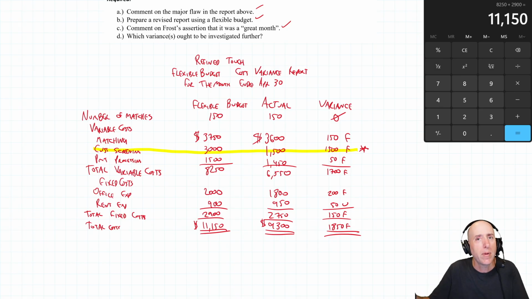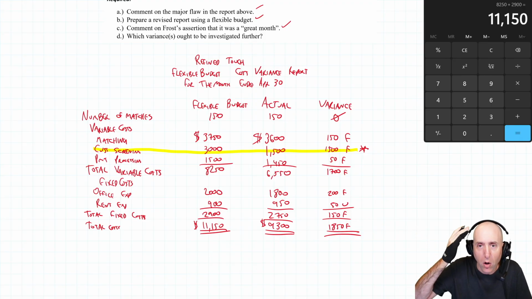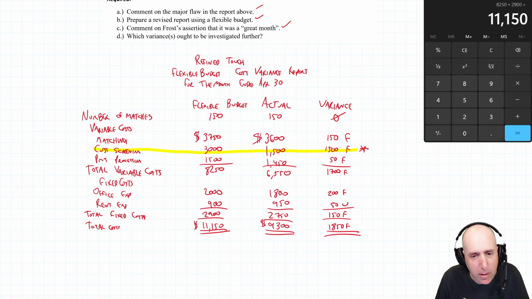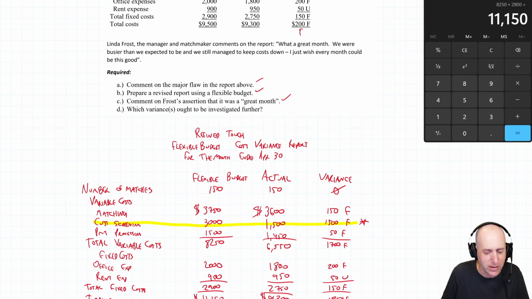Now, maybe they've got a better system in place and they actually know we can do the screening better and cheaper. I mean, that's possible. But alarm bells in my mind that we're skimping on customer screening, which to me would be a very important part of a matchmaking business. That's the variance I would investigate further.